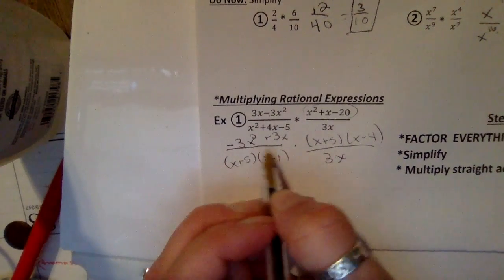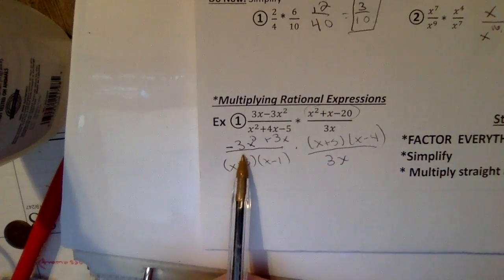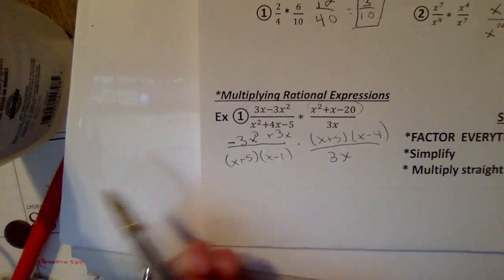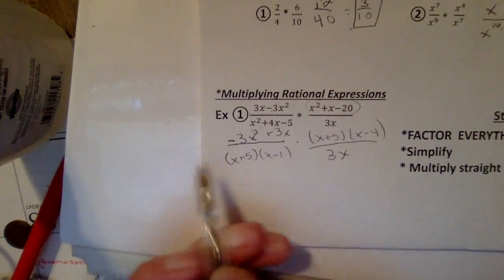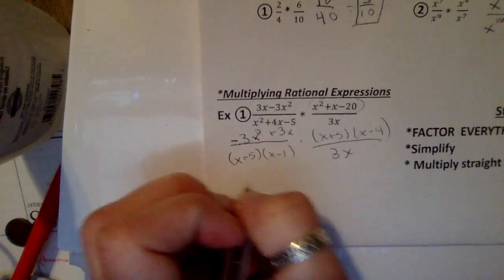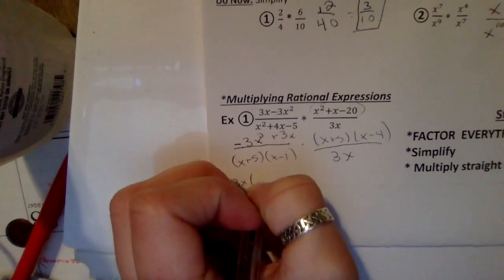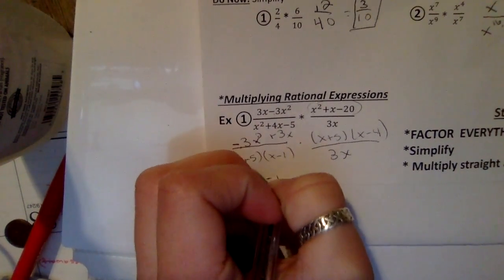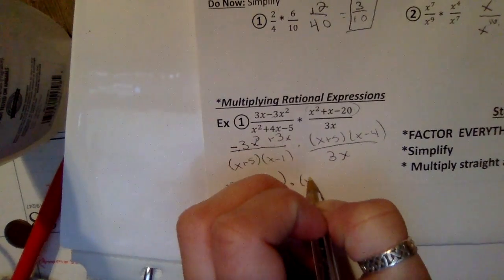If you remember, when I factor this, there's two terms. First, look for our GCF. That's always our first step in factoring. And remember, when there's a negative out front, take it out. So I'm going to take out a negative 3x. What's left is x minus 1. Okay, and I'm just going to rewrite the rest.